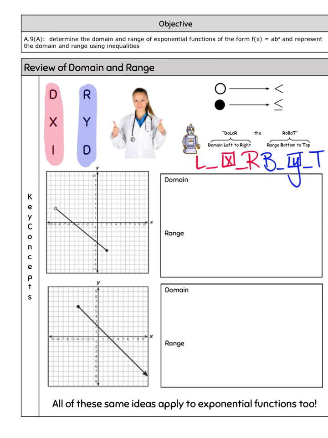The other two things that are super important are the type of inequalities that you are going to write. If you have an open circle at the end point, you are going to have a less than or greater than sign if it is a one-way graph. If you have a closed circle, you will have a less than or equal to or greater than or equal to if you have a one-way graph. So let's look at the first example.